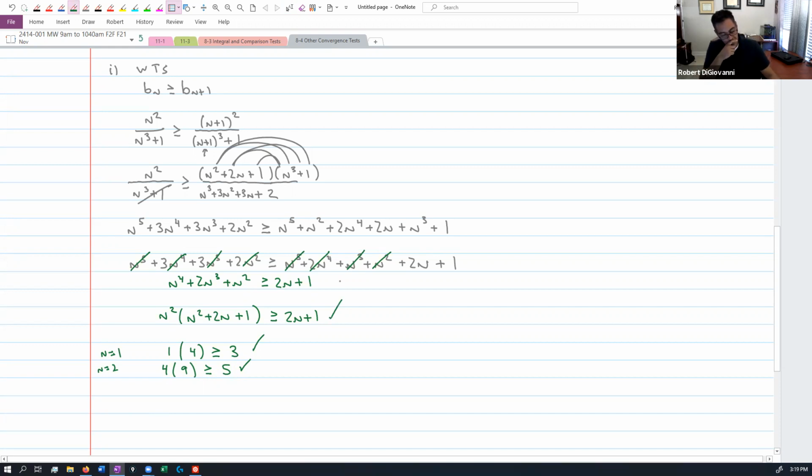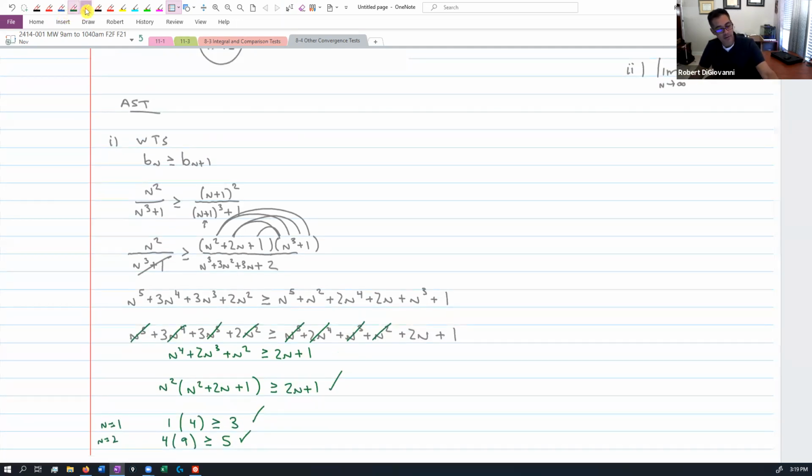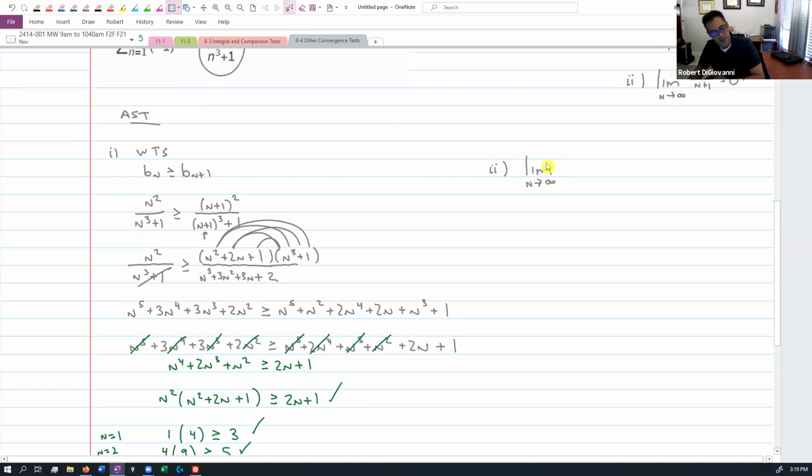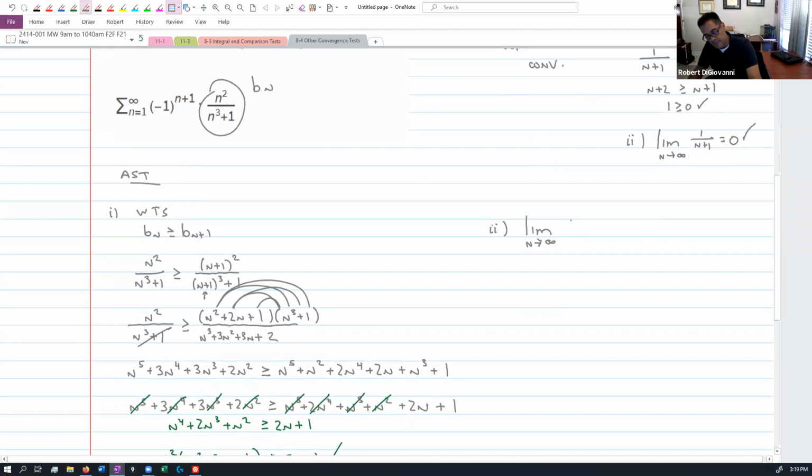I'm trying to think of another way we could have done that. Yeah, no, that's good. Okay, so first thing we want to show is that it's decreasing. We showed it's decreasing. The next thing we want to show is that the limit as n goes to infinity of the sequence itself, which was b sub n, n squared over n cubed plus 1, is 0. So you get infinity over infinity. So you'll have to do L'Hopital.